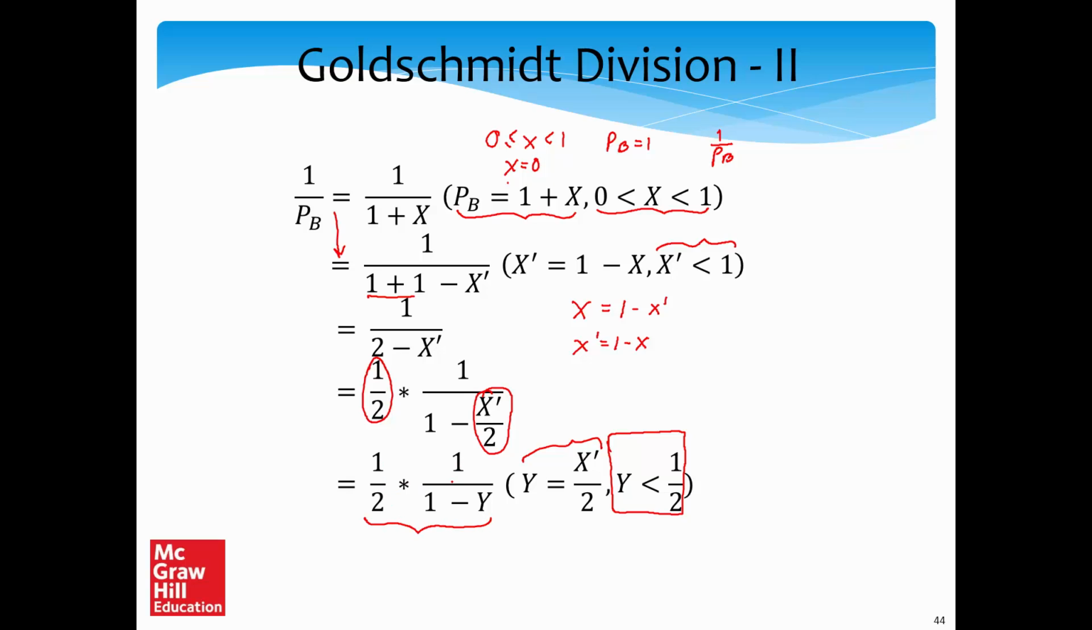So we finally end up with this expression over here: 1 by the significand is half times a number of the form 1 by 1 minus y, where y is equal to x dash by 2, which is equal to 1 minus x divided by 2. This can be computed very easily using a regular subtraction and a right shift. It can be computed very, very easily.